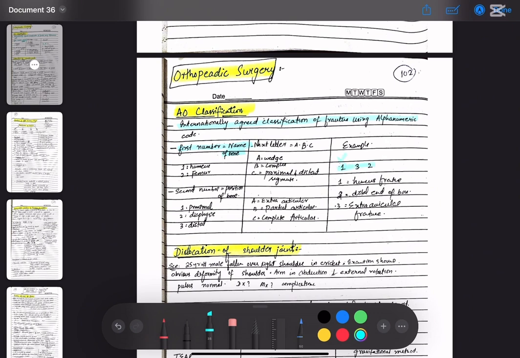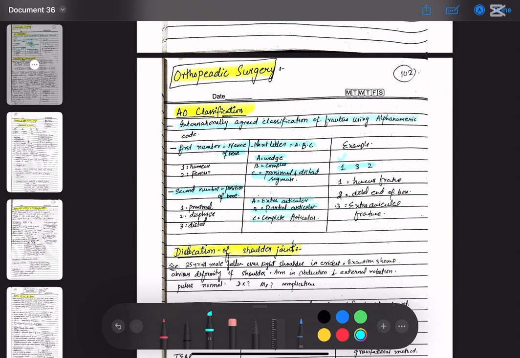The next letter is A, B, C. A is wedge, B is complex, and C is proximal and distal segments. Okay, now the second number is the position of the bone. For example, if 1 is proximal, then 2 is diaphysis and 3 is distal. A is extra-articular, B is partial articular, and C is complete articular.